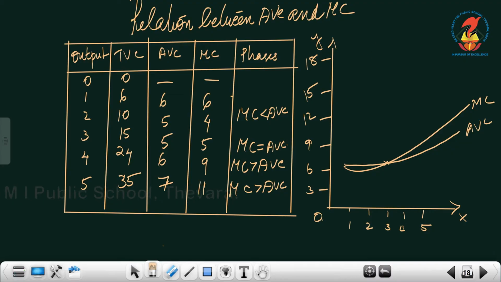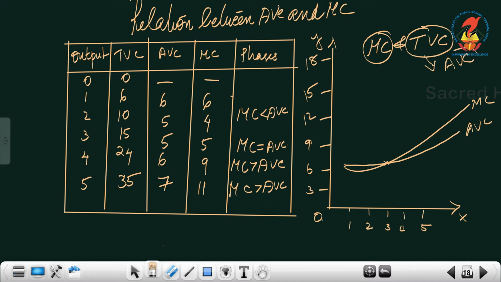You can just remember the relationship between TVC and MC, isn't it? Any change in the addition will automatically reflect in the variable cost, and that will automatically reflect in average variable cost also. Why? Because we find AVC from TVC, TVC by Q. That is how you have to learn.